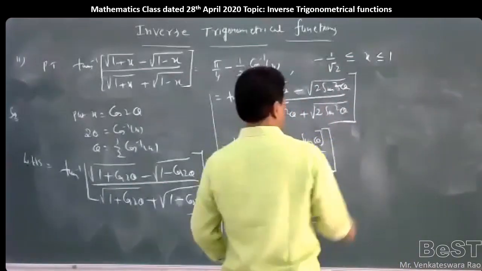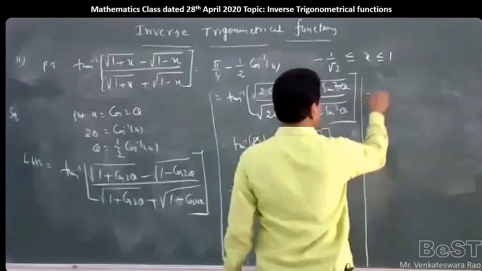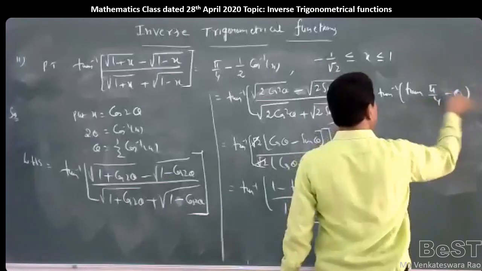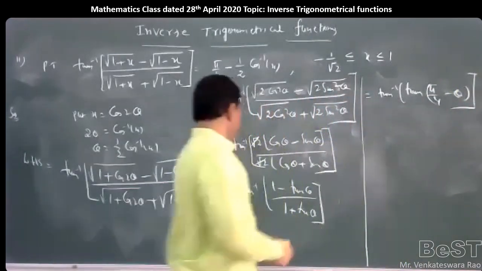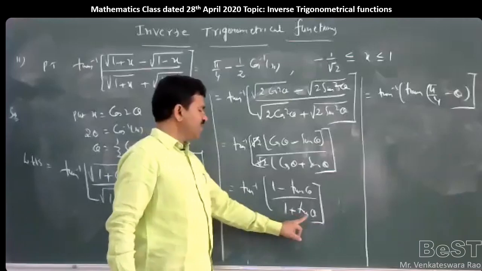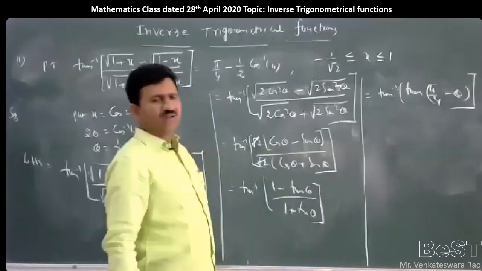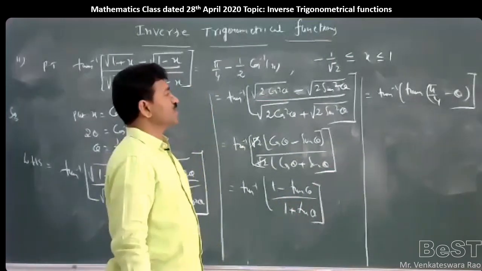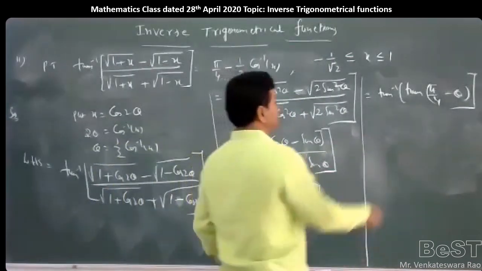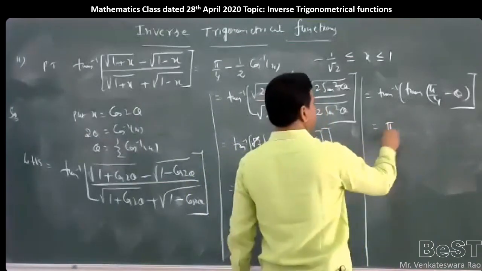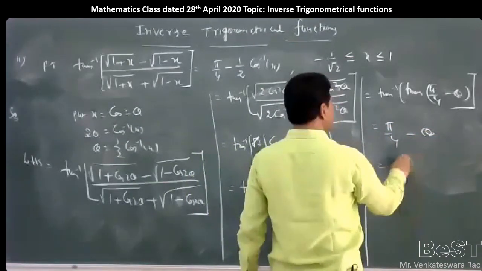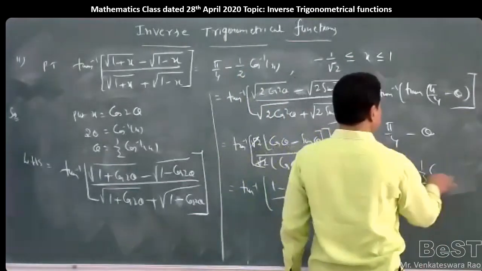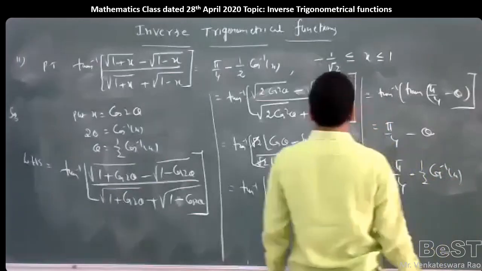This is equal to tan inverse of tan of pi by 4 minus theta. Tan pi by 4 is 1, so tan of pi by 4 minus theta is 1 minus tan theta by 1 plus tan pi by 4 into tan theta, which is 1 minus tan theta by 1 plus tan theta. So tan inverse and tan cancel, and we have pi by 4 minus theta. What is the theta value? Pi by 4 minus 1 by 2 cos inverse of x. That is the answer.